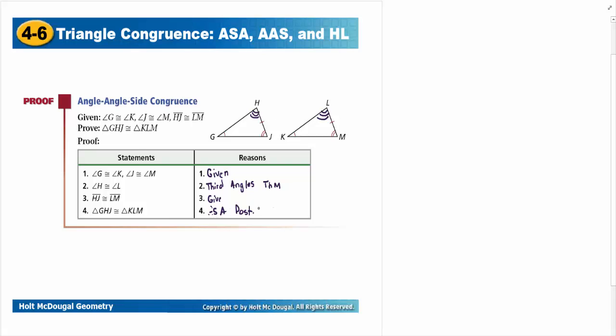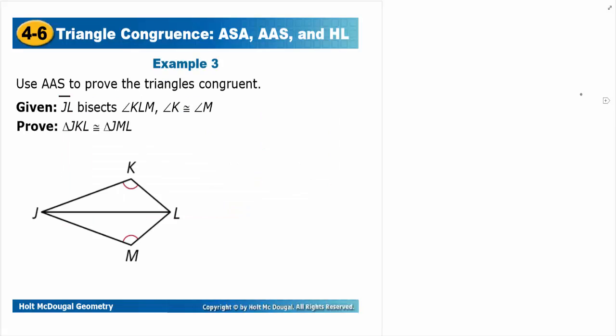So I got angle side angle, and we're good. Okay, so that's a quick little proof of angle side. Again, I could put that on a quiz if I wanted to. Wouldn't be so bad, right? So make sure you study it and know it. Now we can use it, right? So now we're going to use angle side to prove the triangles congruent.